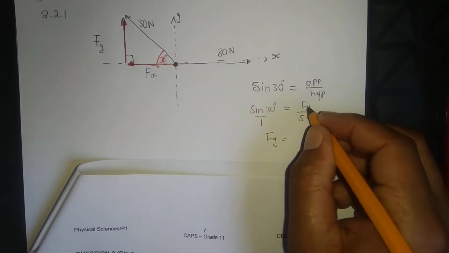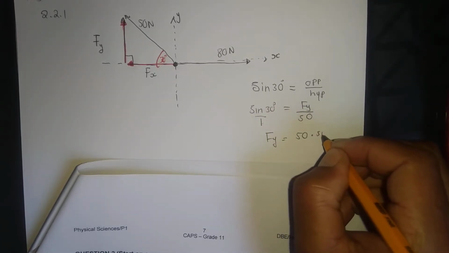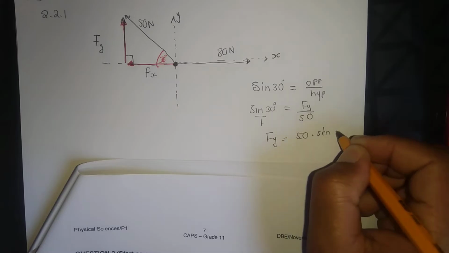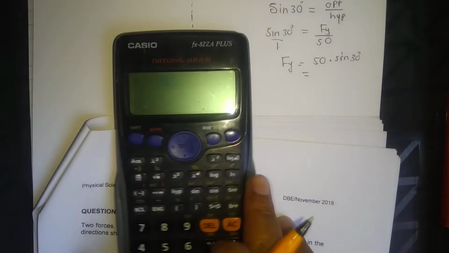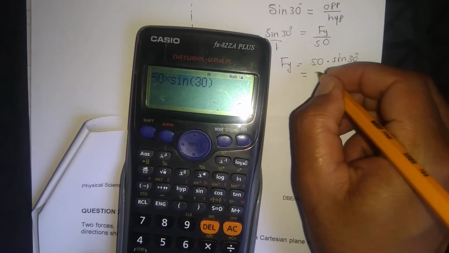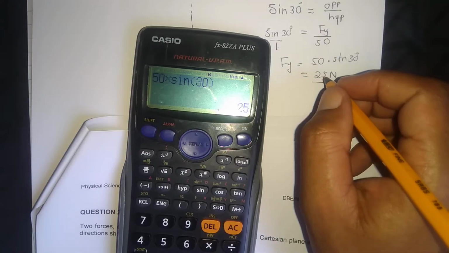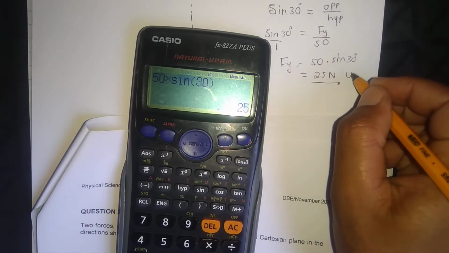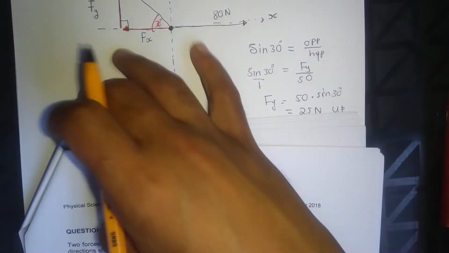So 1 times Fy is Fy, 50 times sine 30 degrees is equal to 25 Newton. Yeah? It's 25 Newton upward. This is a vector, so it must be provided with a direction.